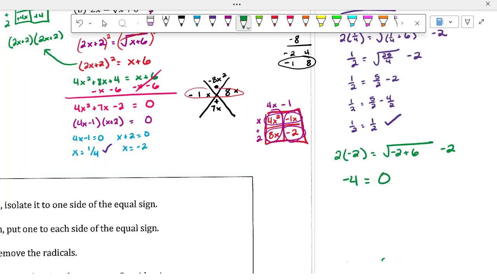Is negative 4 equal to 0? No. So x equals negative 2 is extraneous, so we just throw it out. It's not part of our answer because it's extraneous. So our solution is x equals 1/4.